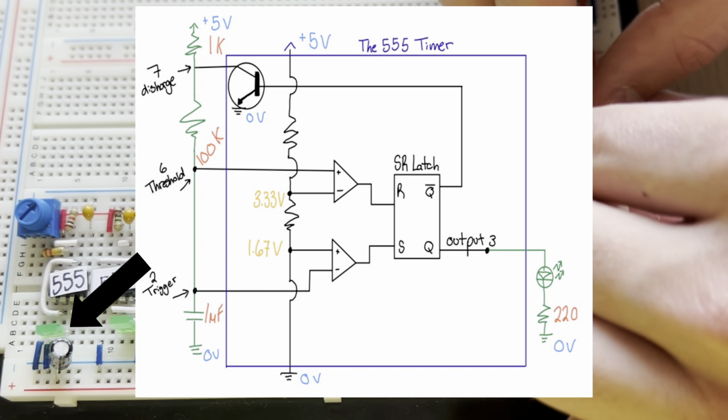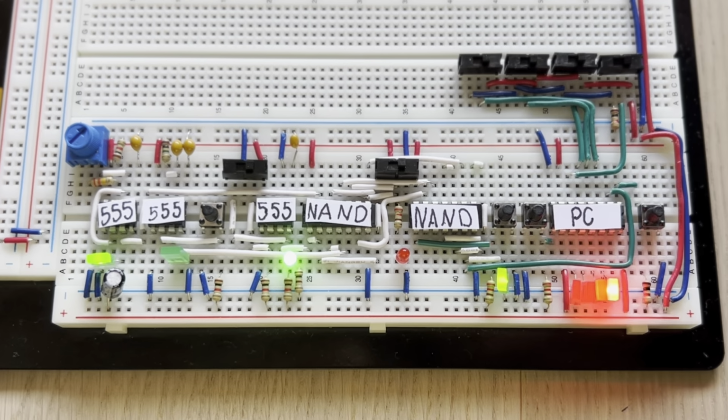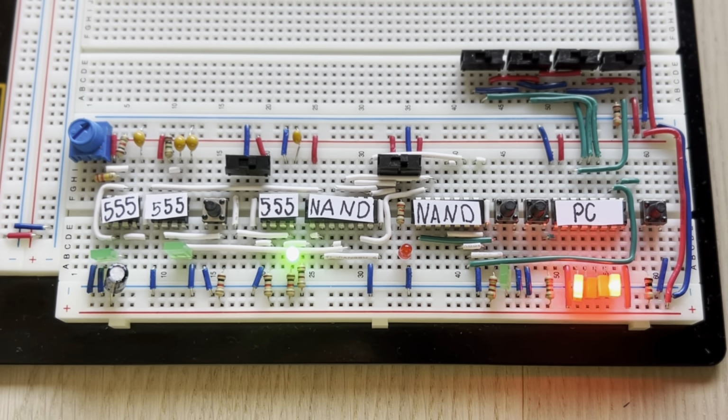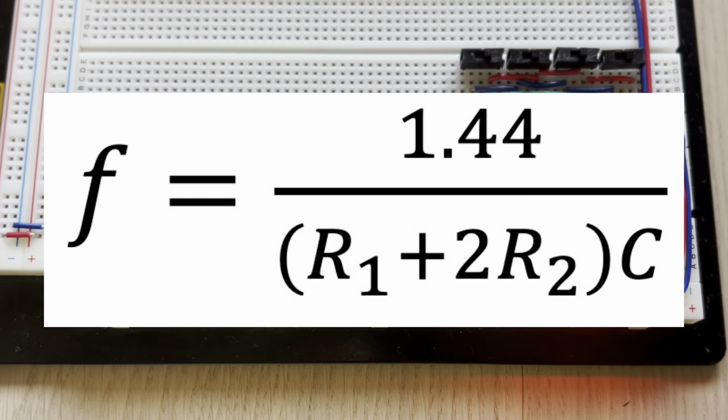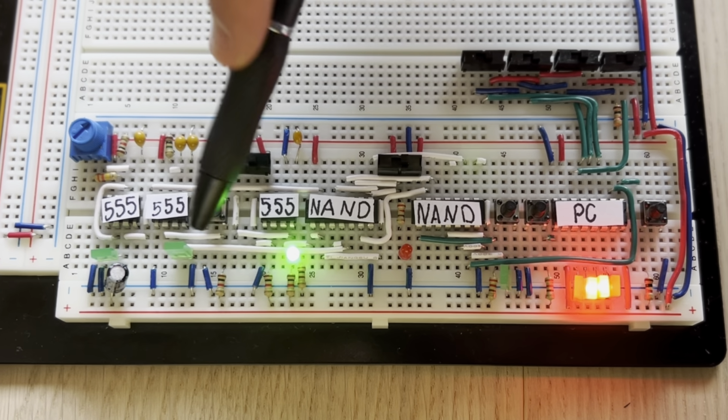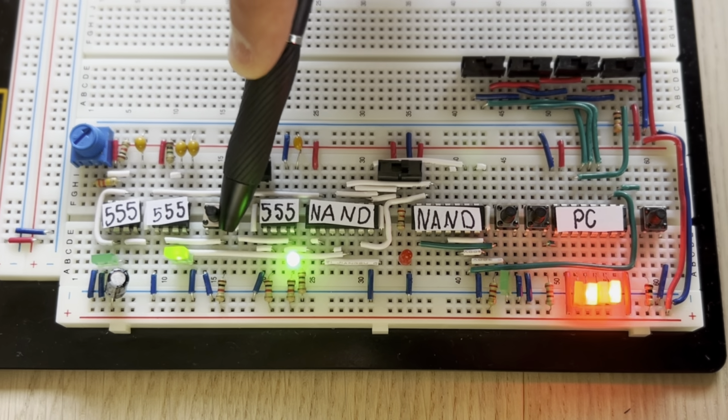The rate at which it flashes can be adjusted by either changing the resistors or turning the potentiometer, and can be modeled by the equation F = 1.44 / ((R1 + 2R2) × C), where C is the capacitor included and F is the frequency it flashes at.